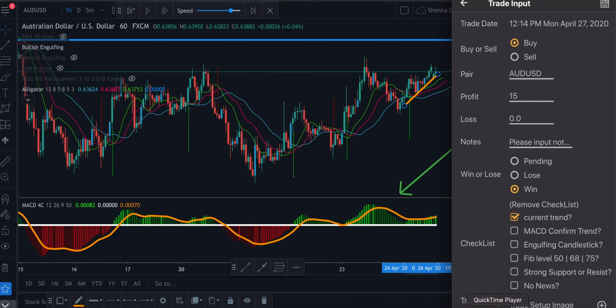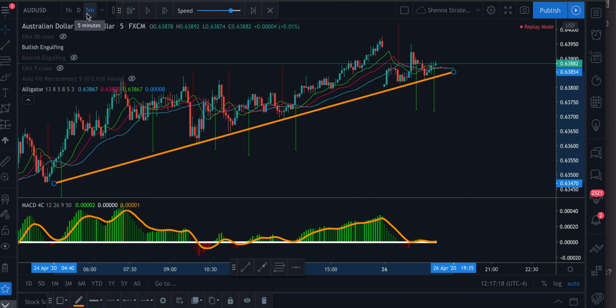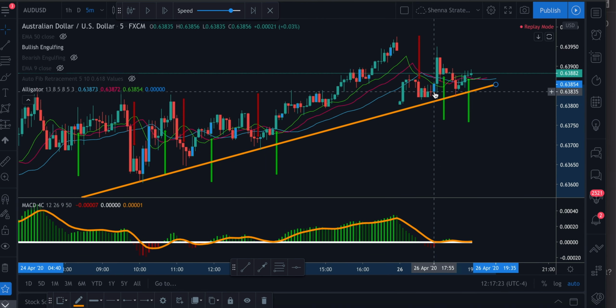Check. Very simple. Is there an engulfing candlestick anywhere in the vicinity of this trade? Let's look at the 5 minute. Well, there's one right here. So check.